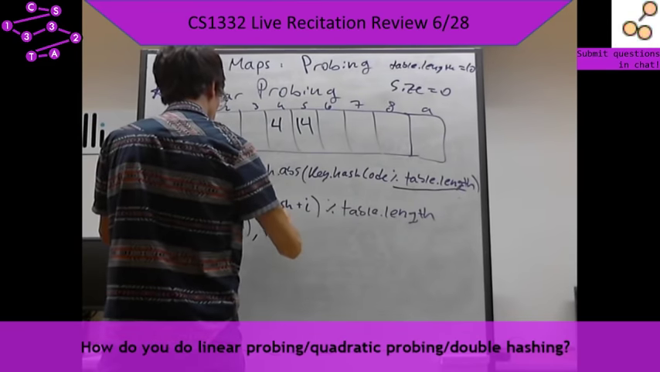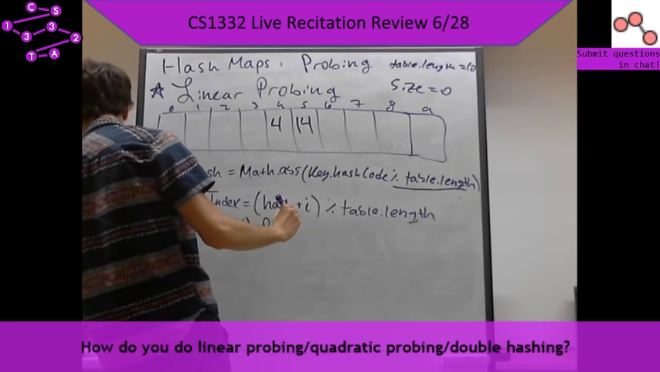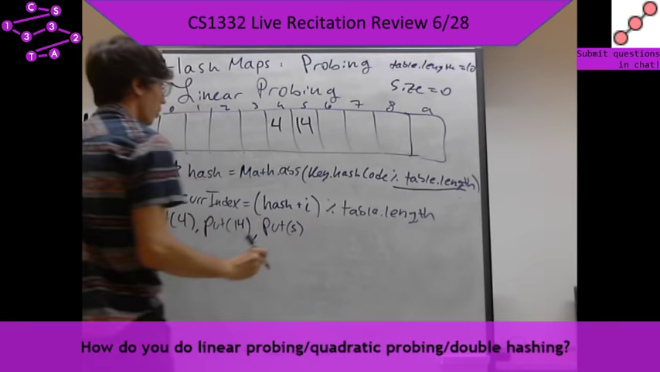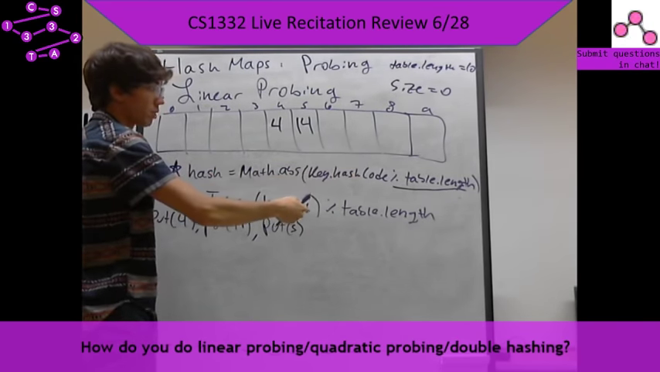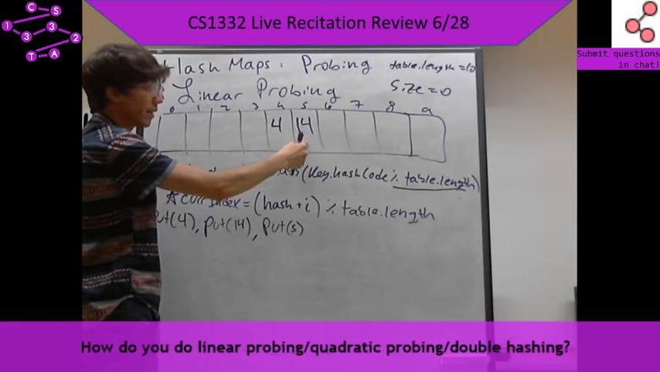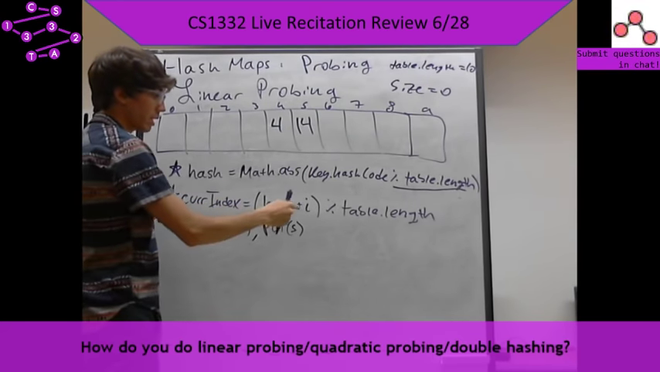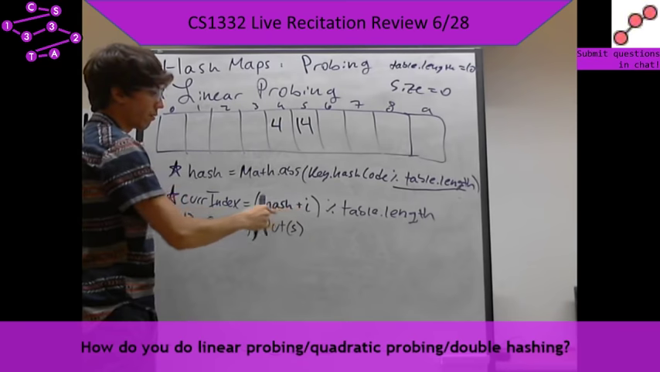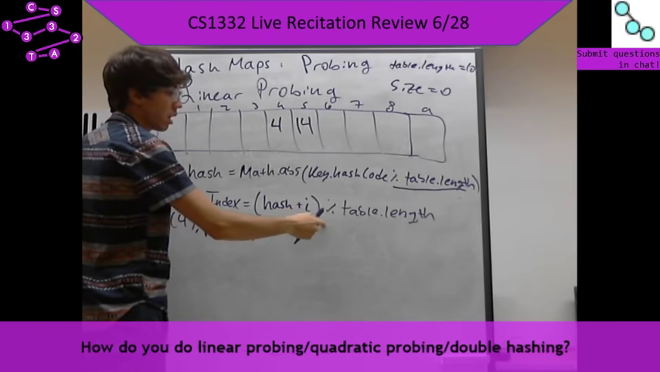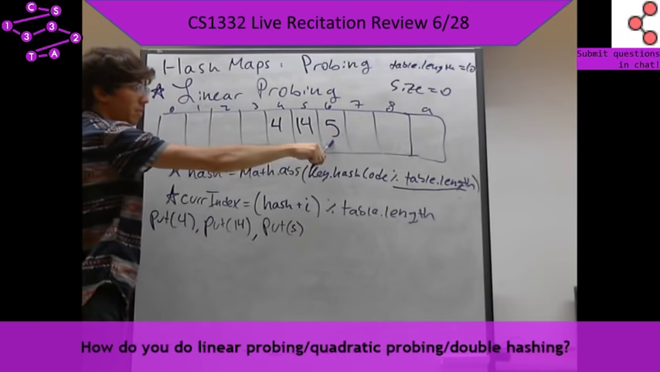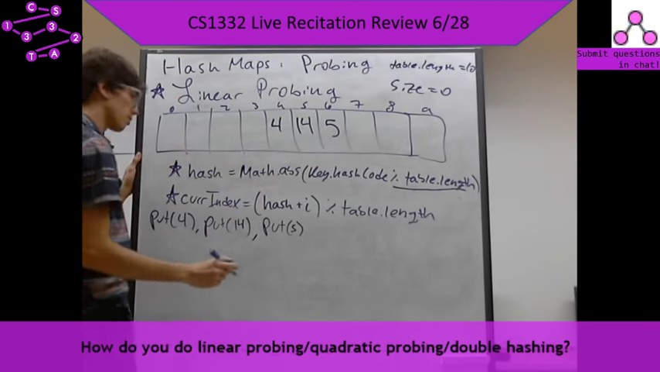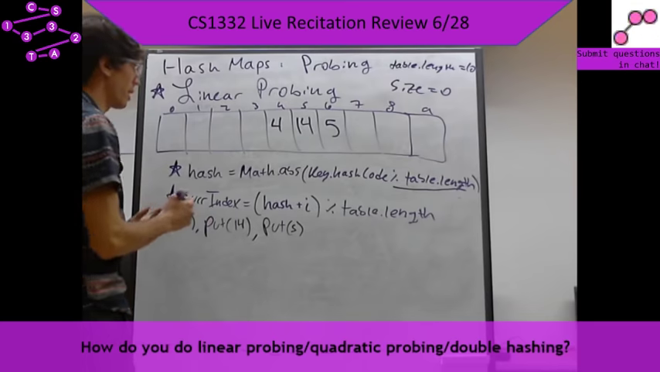Now let's do put 5. Key.hashCode will be 5, mod 10 will also be 5, and that will place us here. Again, there's a collision. Let's look at our current index. Let i go to 1: 5 plus 1 is going to be 6. Mod the table length of 10 is still going to be 6, and that's going to have us place 5 right here. Okay? Now things are going to get interesting.